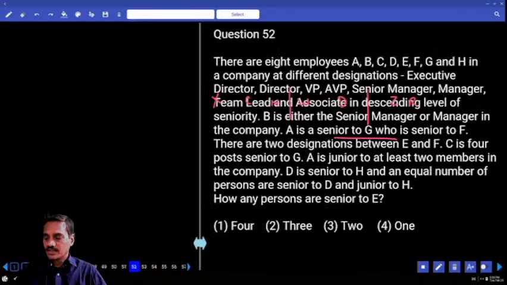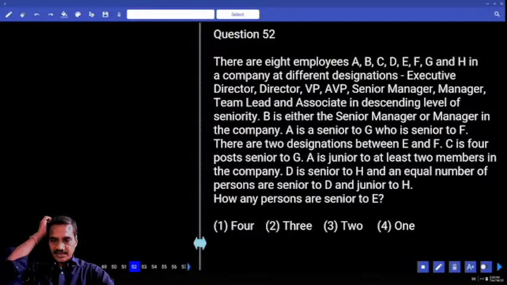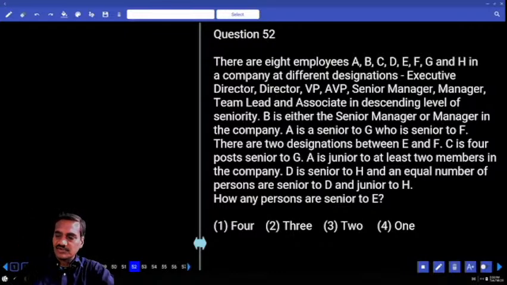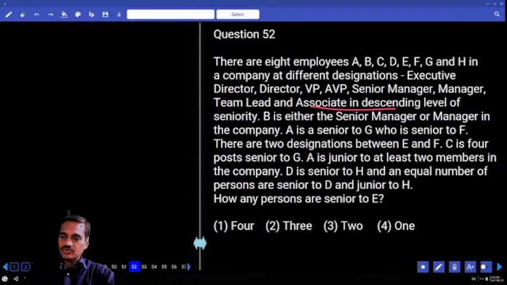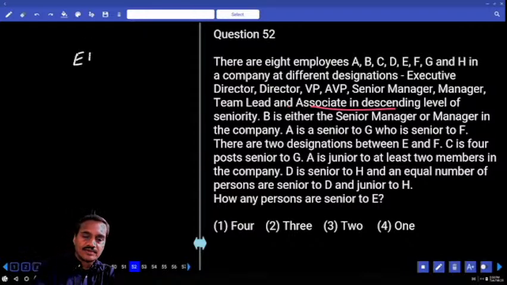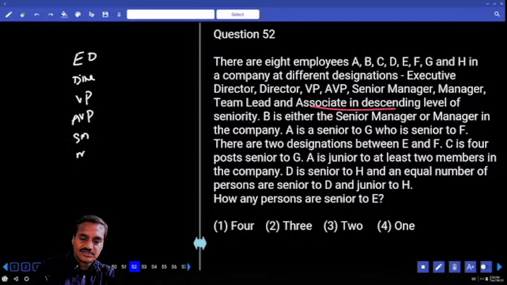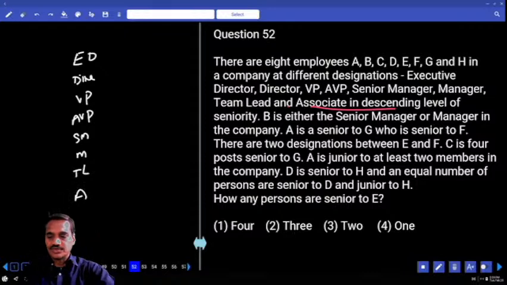Then 52, there are 8 employees in a company at different designations, ED and so on. Whenever these designations are given, they are in hierarchical order, in descending level of seniority. Who is the first one? Executive Director, ED. Next is the Director, then Vice President, Assistant Vice President, Senior Manager, Manager, Team Lead and Associate. These are the 8 persons we have.